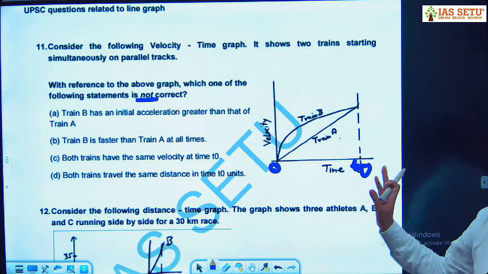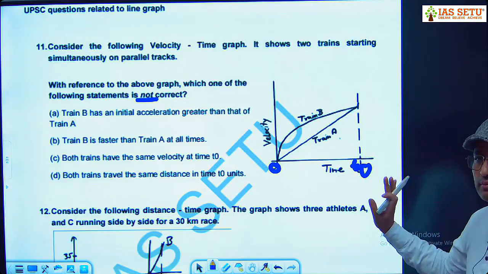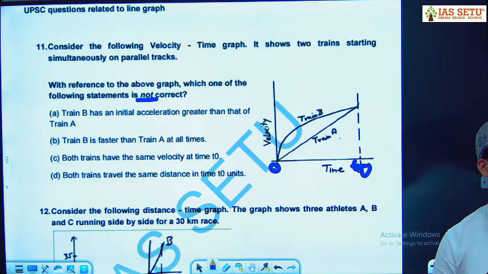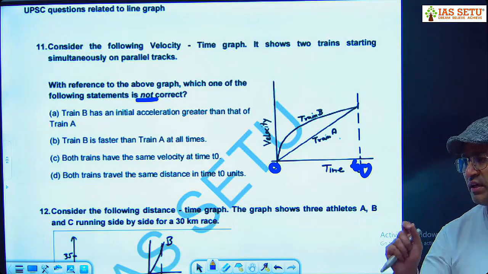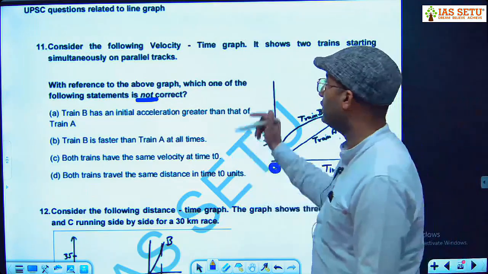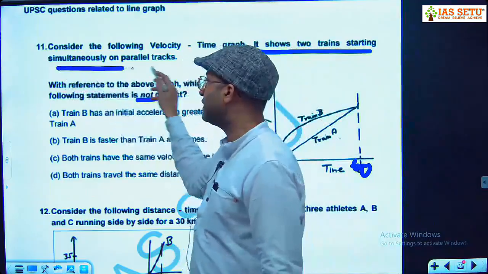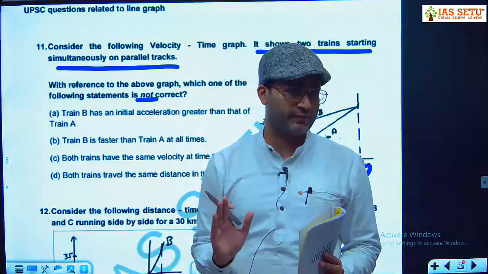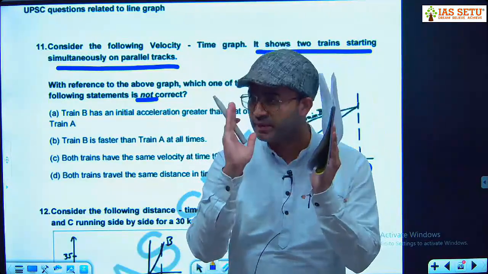Have I told you in a speed time or velocity time? Okay, what is velocity? In velocity there are two factors, one is speed, another is direction. Velocity includes speed and direction: change in speed, change in direction. Here the examiner, just to confuse you, has used the word velocity. But if you read the question carefully, it shows two trains starting simultaneously on parallel track. Parallel track means change in direction is not there. Direction is not changing, direction is the same because of parallel track.